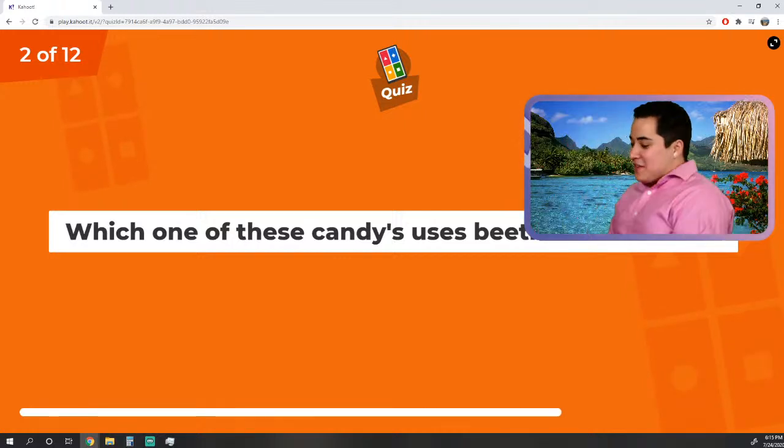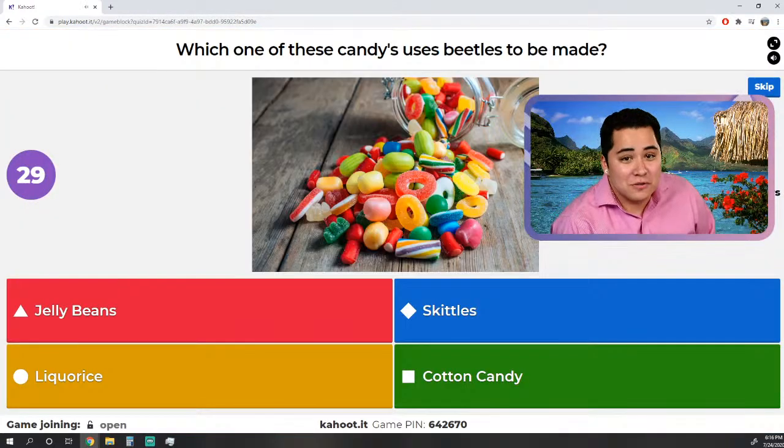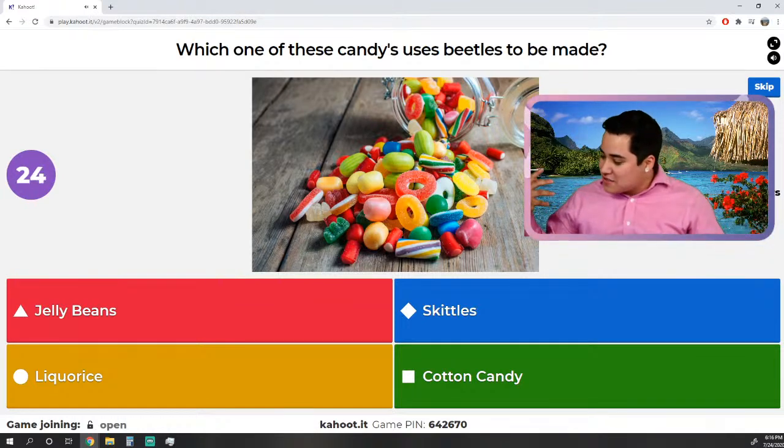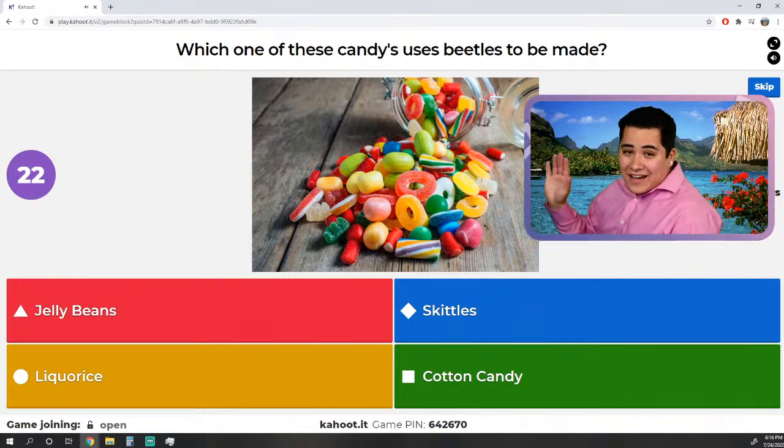Which one of these candies uses beetles to be made? So beetles are actually a part of this candy. Is it jelly beans? Is it Skittles? Is it licorice? Or is it cotton candy?